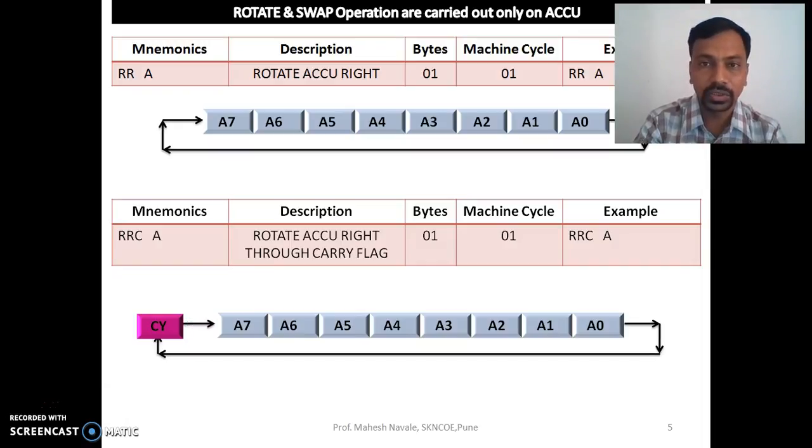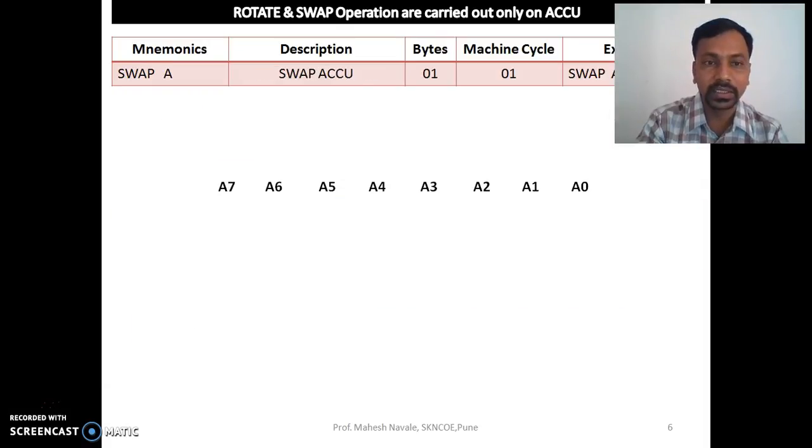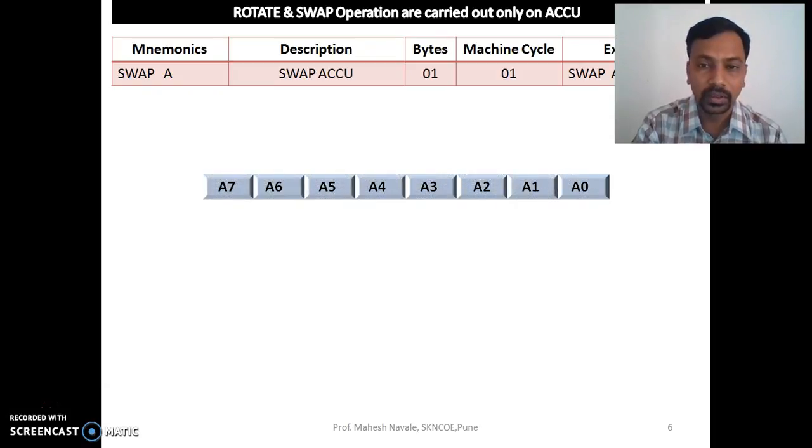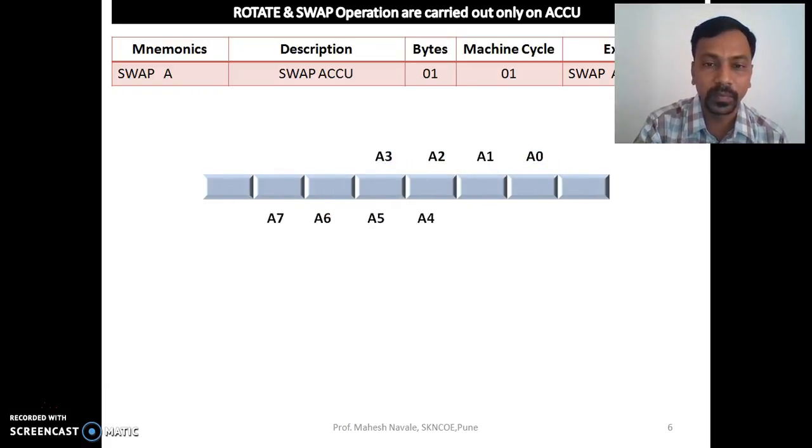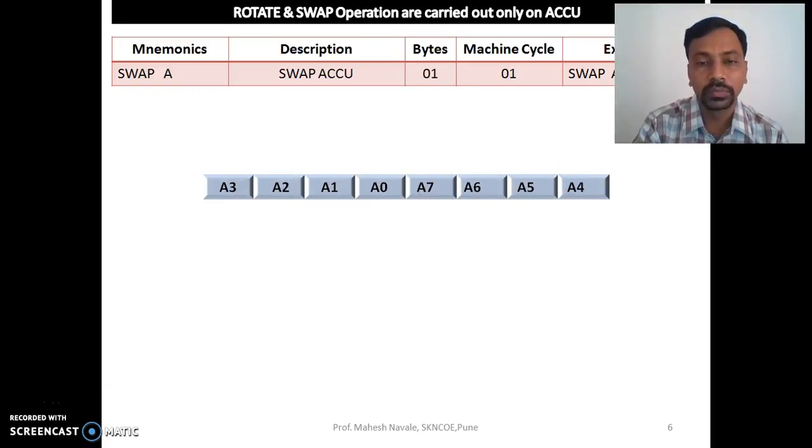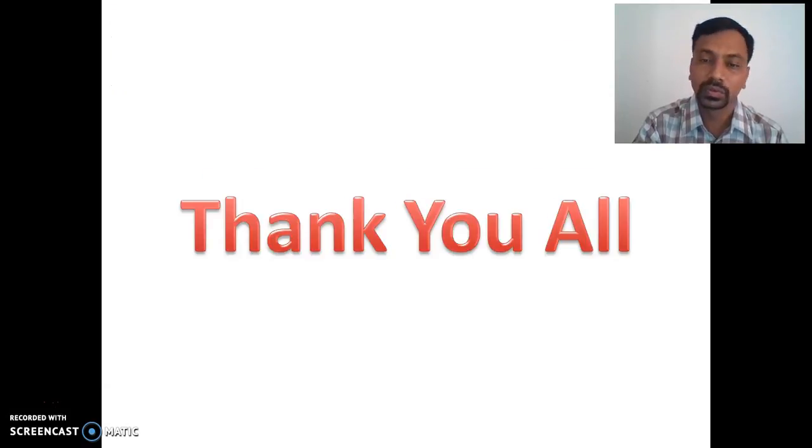The next instruction which I'm going to discuss is the swap instruction. It is going to swap the lower nibble and the higher nibble of the accumulator. Let's remember that these operations are carried out only on the accumulator. If I have the contents of the accumulator from A0 to A7, once this swap instruction is executed, the contents of the lower nibble will be swapped with the contents of the higher nibble.